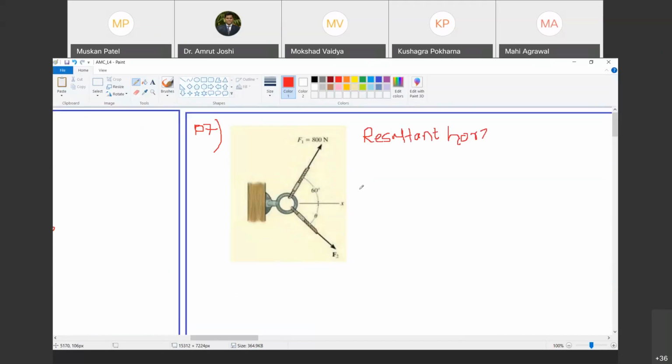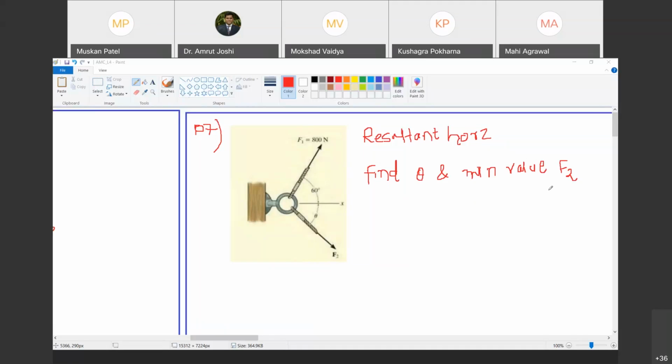और पूछा है find theta and minimum value of F2, or minimum magnitude of F2 which will make the resultant horizontal. क्या find out करना है हमें? We need to find out theta and minimum value of F2 that will make the resultant horizontal. Are you with me? Yes, sir.